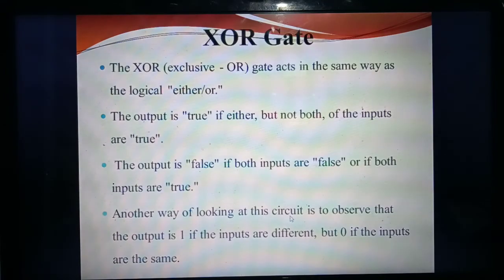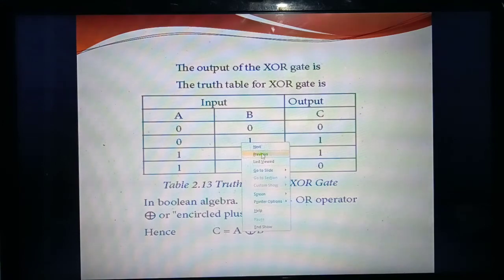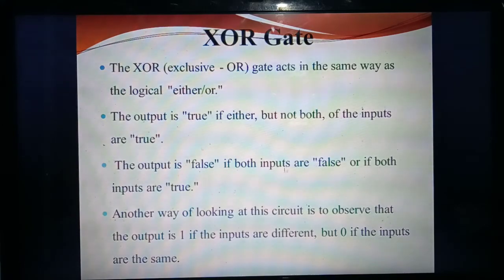Understand? Next we are going to study the XOR gate. XOR means exclusive OR. What do you mean by XOR? Exclusive OR. We can say this is the either-or. We can say XOR is the exclusive OR, the logical either-or. When we get the output true, if any one of the inputs is true, the output will also be true.